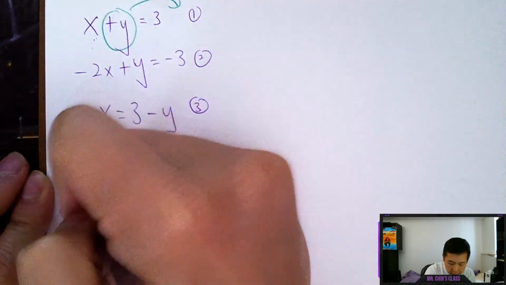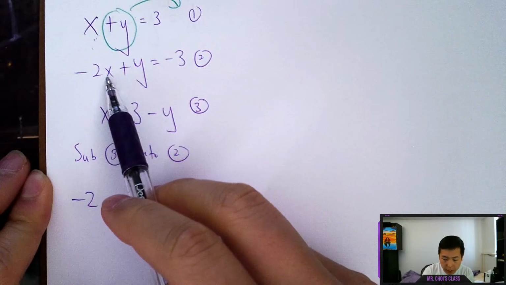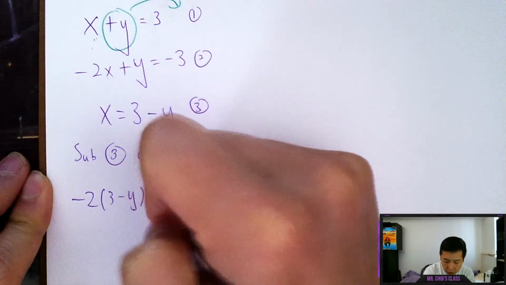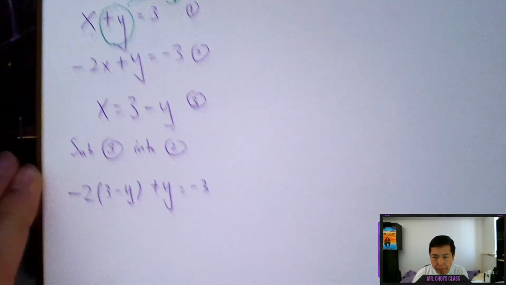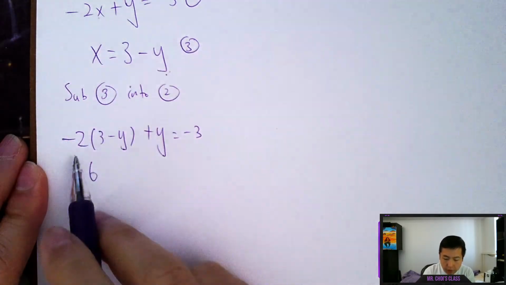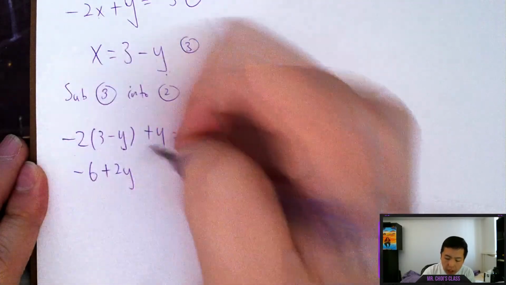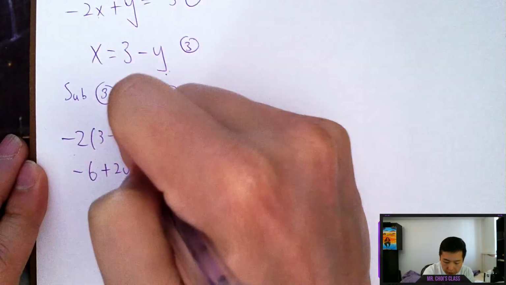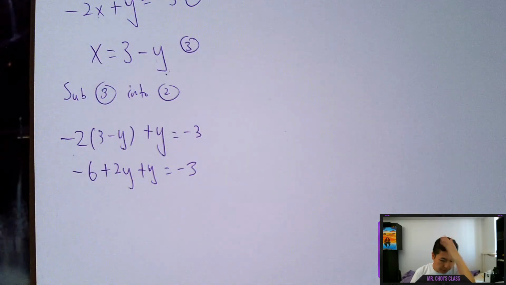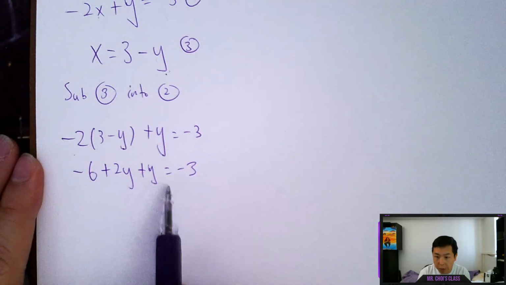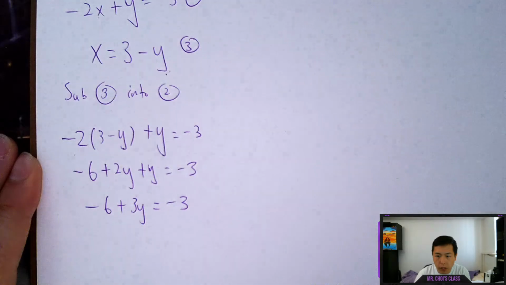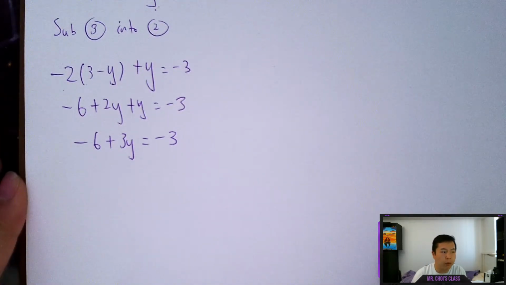Okay, so when we sub it in, we're going to write down -2. It should be an x, but instead of x, we're going to plug in 3 minus y in brackets. And then plus y equals -3. And then we're going to expand that bracket. -2 times 3 is -6. -2 times -y is +2y. And then we have a plus y equals -3. Then we continue working. -6 plus 2y plus y, so -6 plus 3y equals -3, and we continue solving it from there.